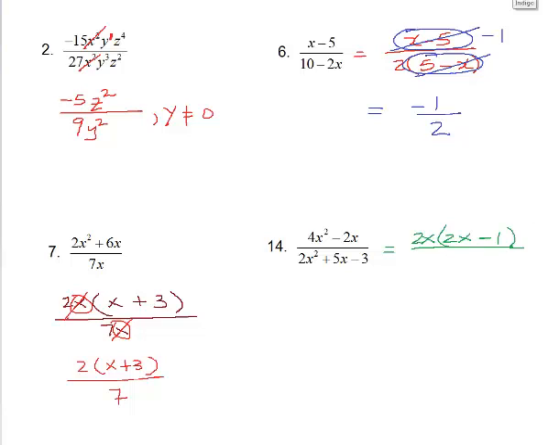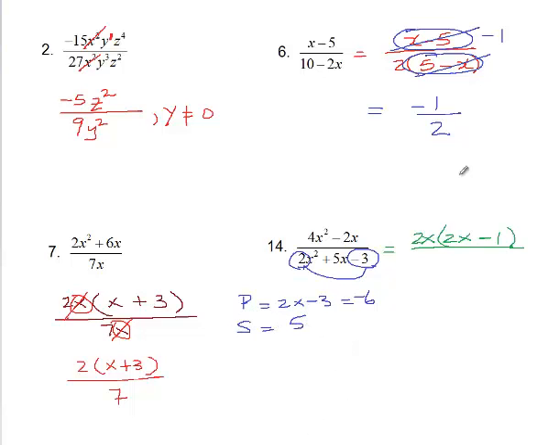Now the bottom is a trinomial. We've been teaching a method of decomposition. There's also guess and check method. There's many methods for factoring a trinomial. I'm going to use what's called decomposition, or some people call it product sum. Now the product is always the leading coefficient times the constant. So the product I need is 2 times negative 3, which of course is negative 6. And the sum that I need is the middle term, which is 5.